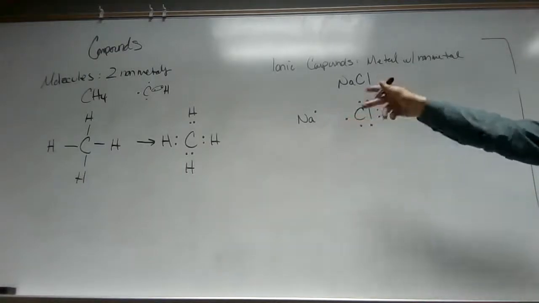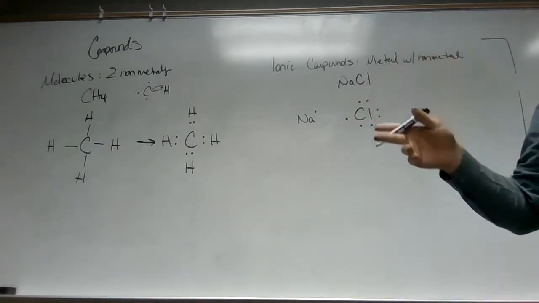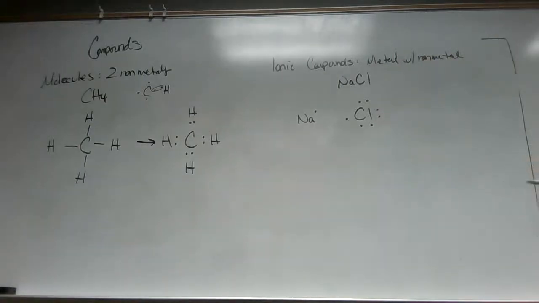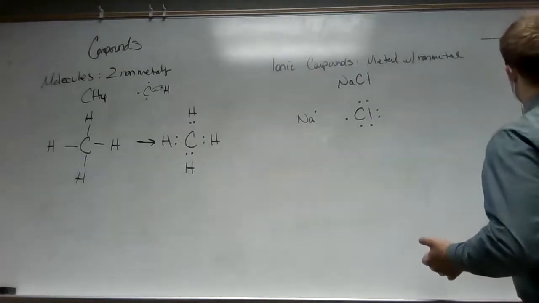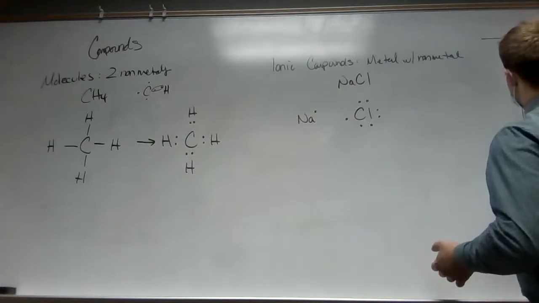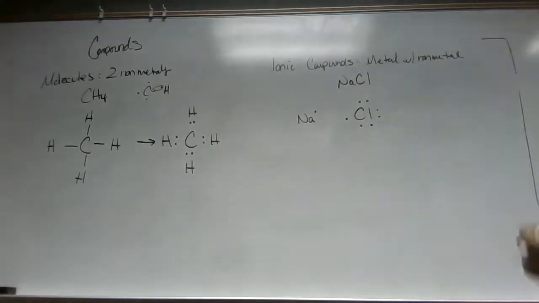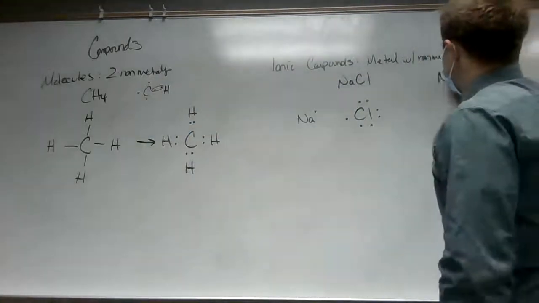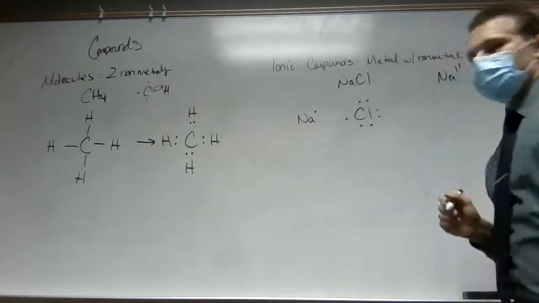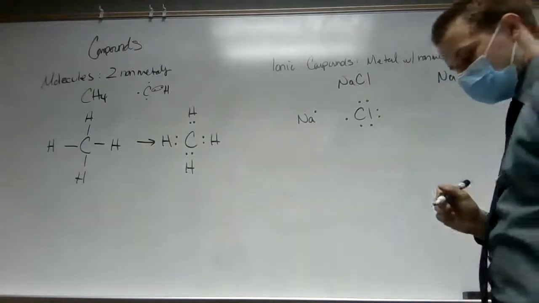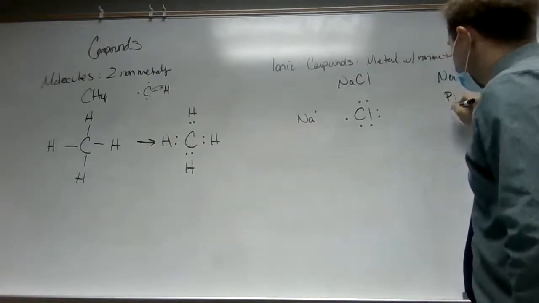Sodium has 1 electron, but what you don't see is that we have electrons in shells. So we talked about, sodium is atomic number 11. What does that mean? Sodium is atomic number 11. How many protons does sodium have?